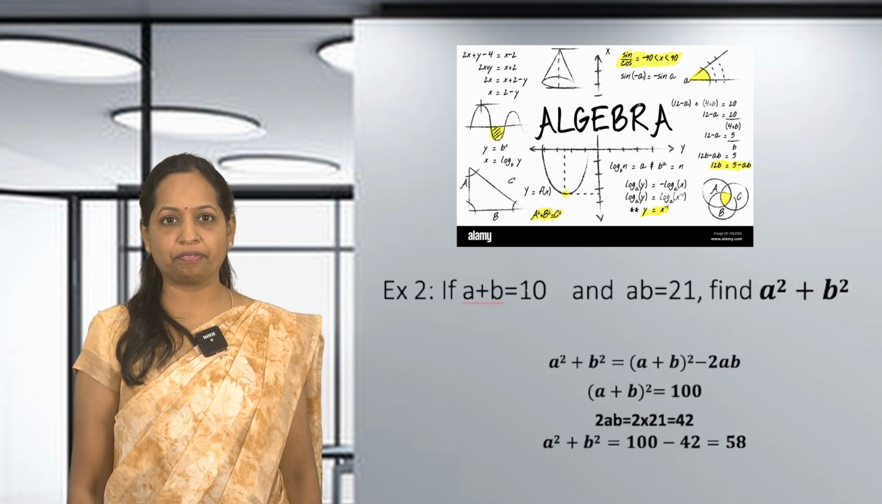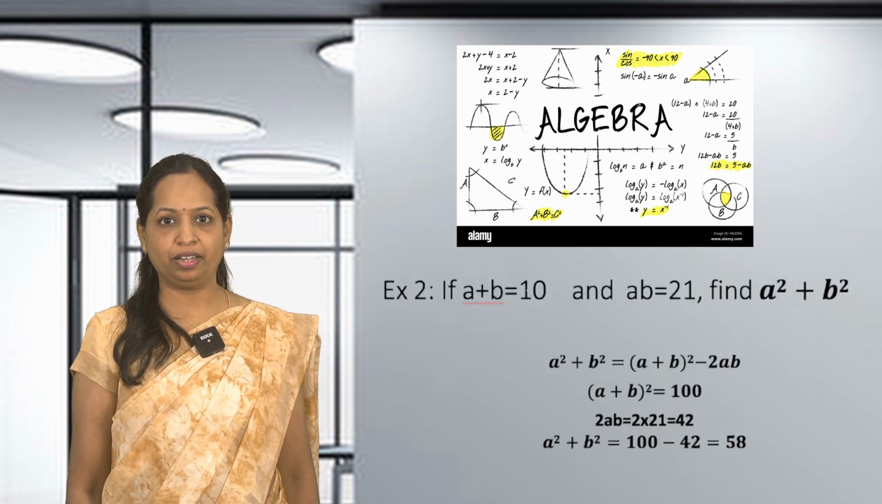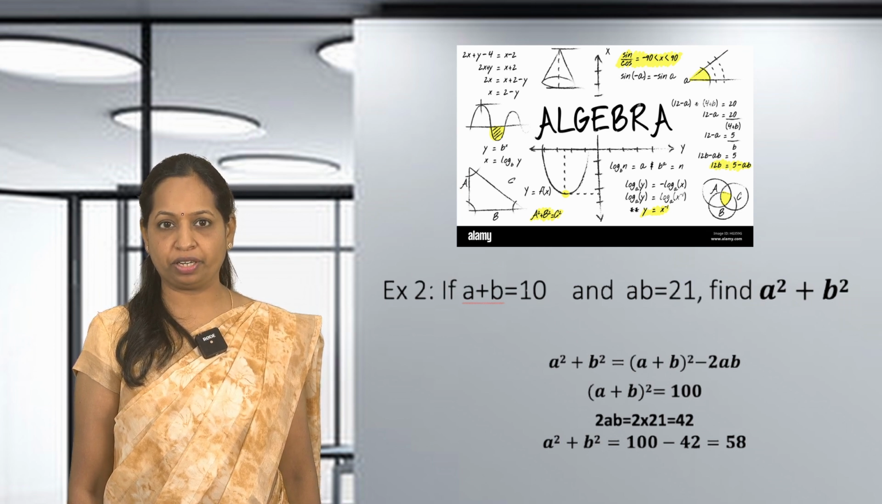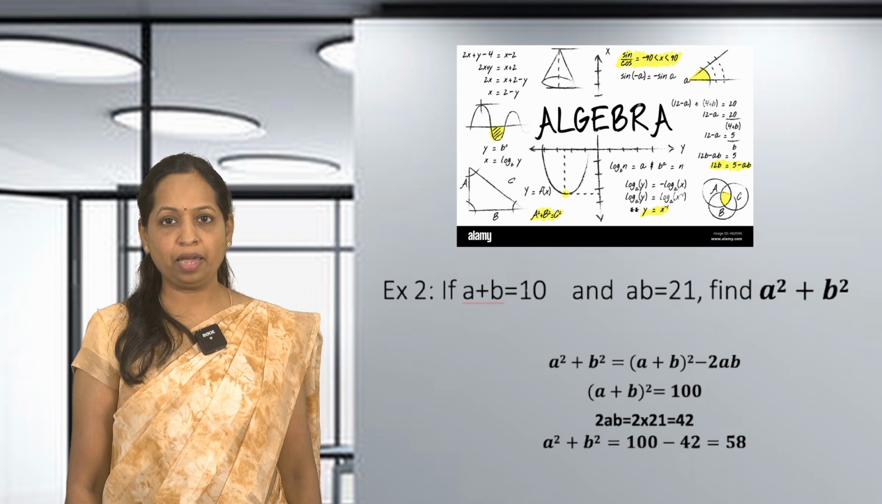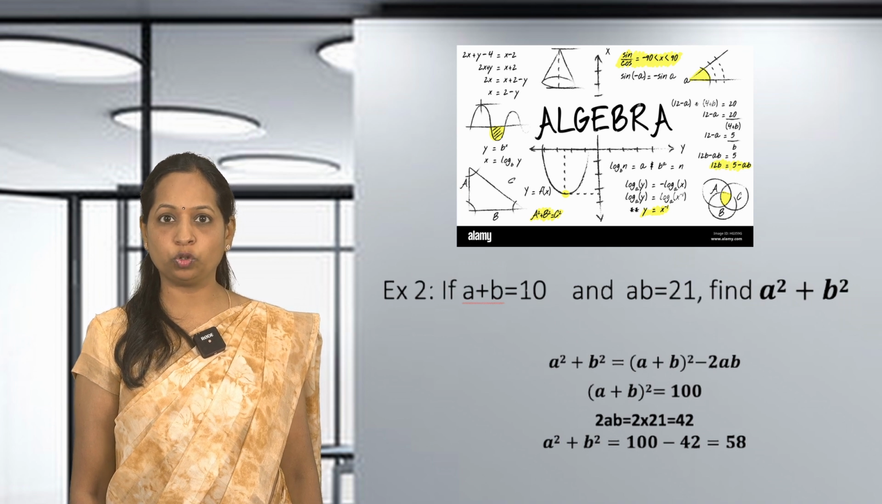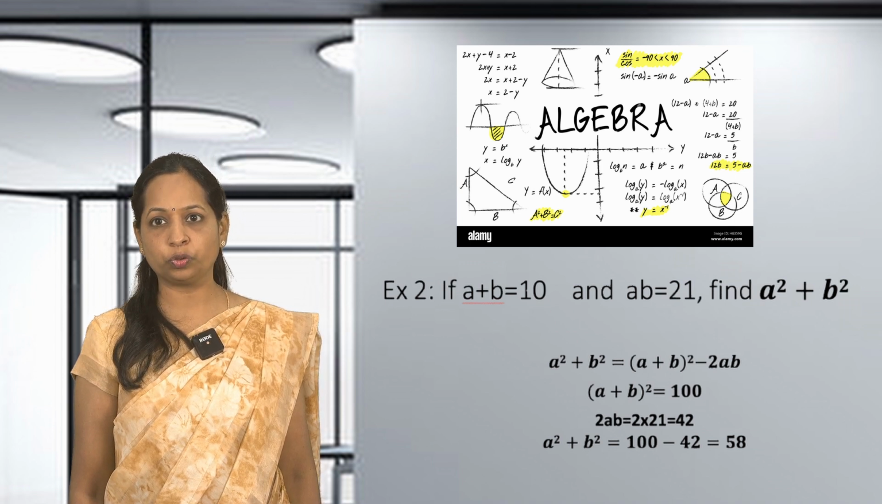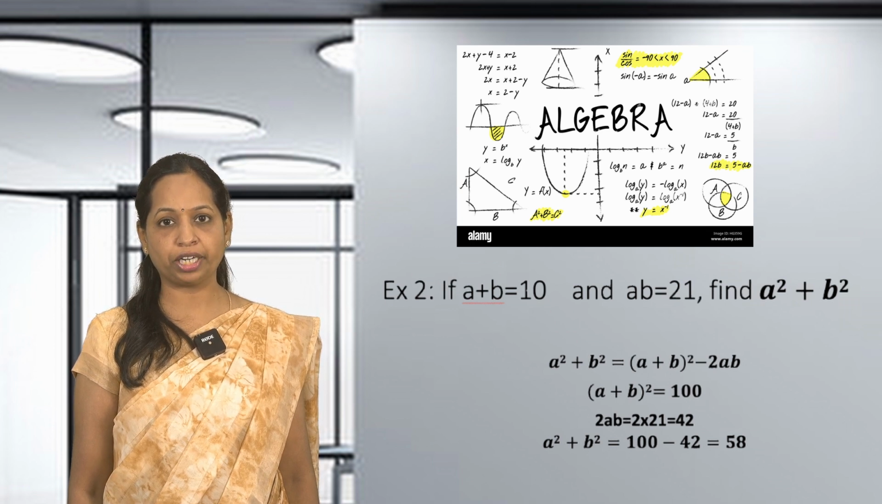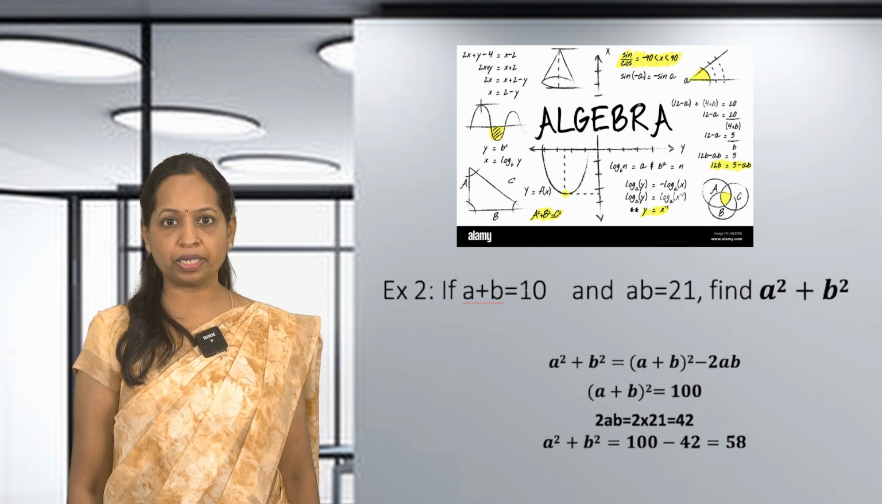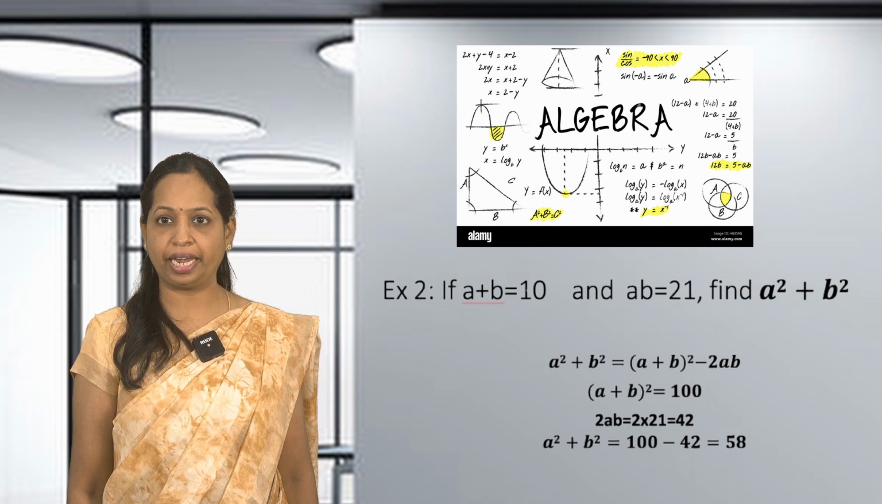Example 2. If a plus b is equal to 10 and ab is equal to 21, find a square plus b square. A square plus b square is equal to (a plus b) whole square minus 2ab. (a plus b) whole square is equal to 100. So (a plus b) square is 10 square, which is 100. 2ab is equal to 2 into 21, which is equal to 42. Therefore, a square plus b square is equal to 100 minus 42, which is equal to 58.